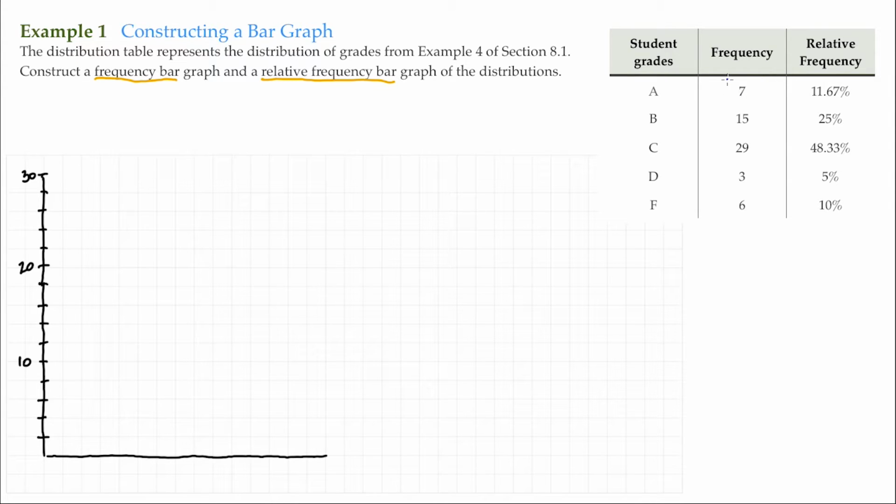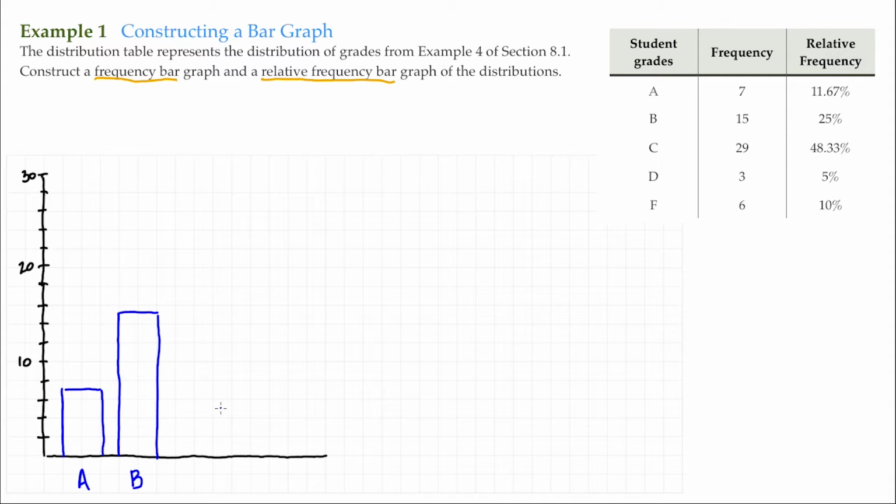So I've got 7, so I'm going to go up 7. 2, 4, 6, 7. And here is a bar that represents the letter grades for A. B, we have 15. Here's 10, 12, 14, 15. And there we are for B.